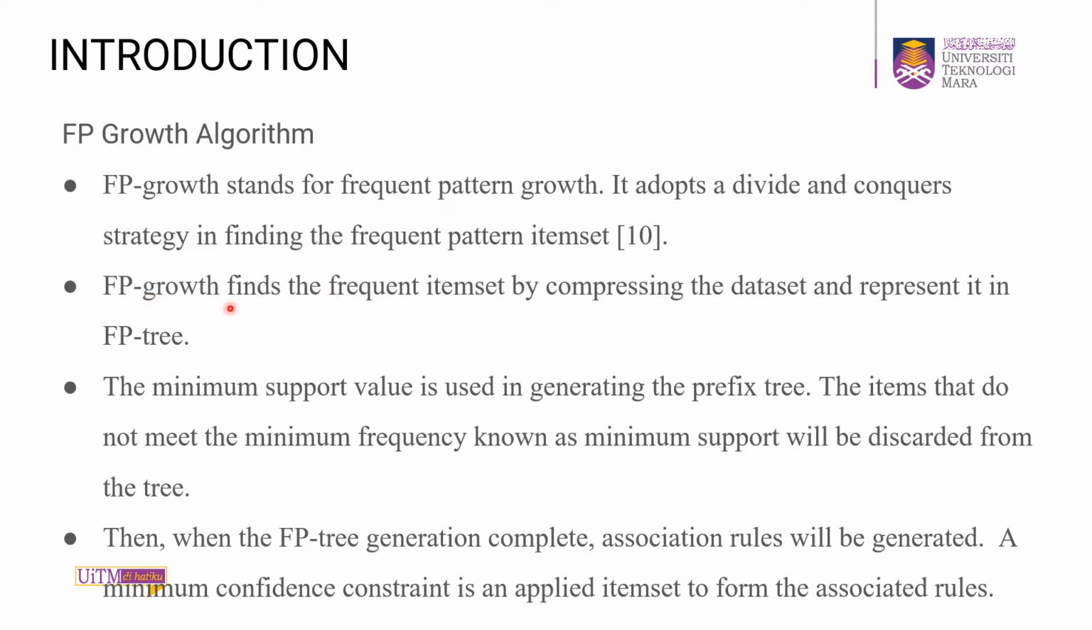FP growth finds the frequent item sets by compressing the data set and representing it in an FP tree. The minimum support value is used in generating the prefix tree. Items that do not meet the minimum frequency, known as minimum support, will be discarded from the tree. Then, when the FP tree generation is complete, the association rules will be generated. A minimum confidence constraint is applied to the item sets to form the association rules.